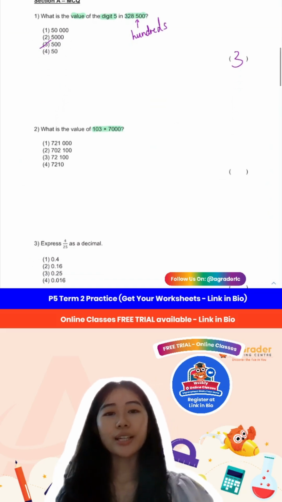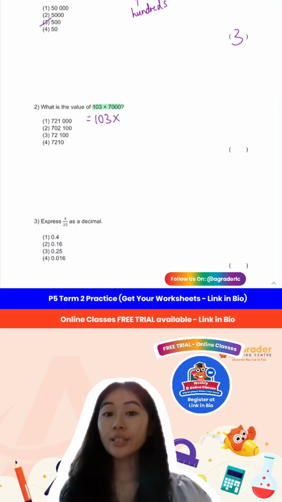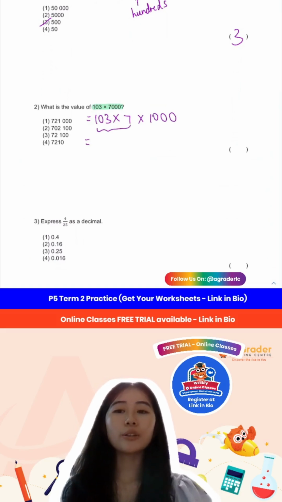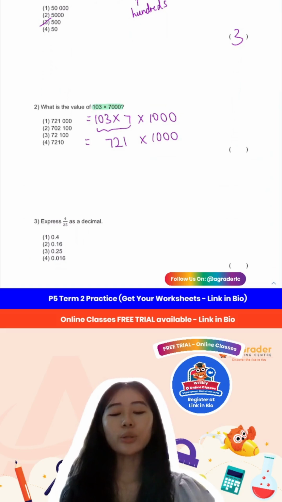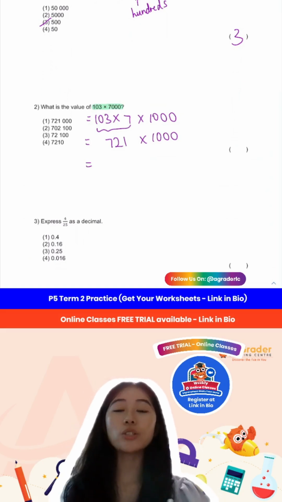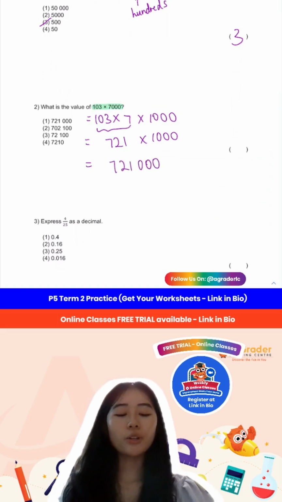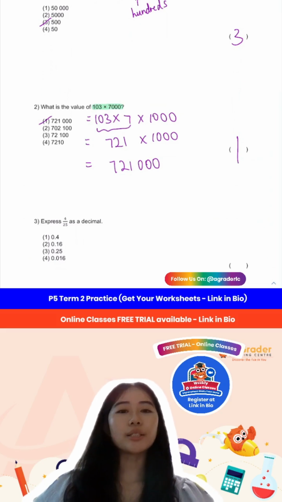Okay, so yep, you guys got it right. This one you can actually use 103 and then the 7,000 you can split it up. So I'm going to split it into 7 times 1,000. So we will use 103 times 7 first. That will be 721. After that, then you times 1,000. So because 1,000 has 3 zeros, all you need to do is to put 3 zeros behind, and this becomes 721,000. So this is option 1. Okay, so a very simple question. Everybody got it correct, which is great.